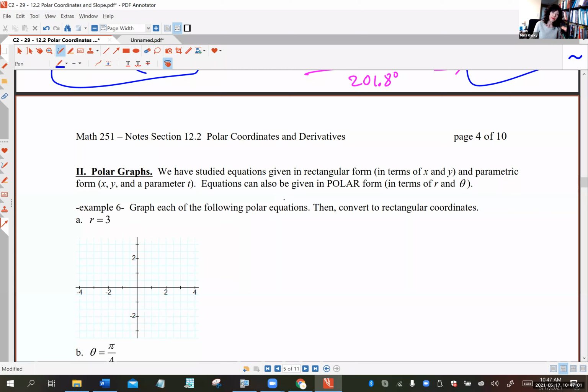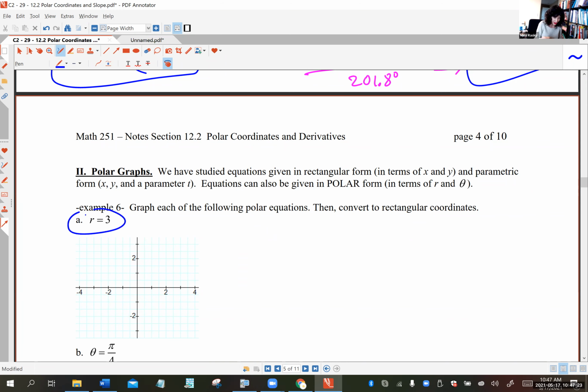I already taught you parametric equations last week, and you had to be in parametric mode on your calculator in order to graph a set of parametric equations. Well, if you want to graph polar equations, you've got to be in polar mode. So let's do polar graphs.